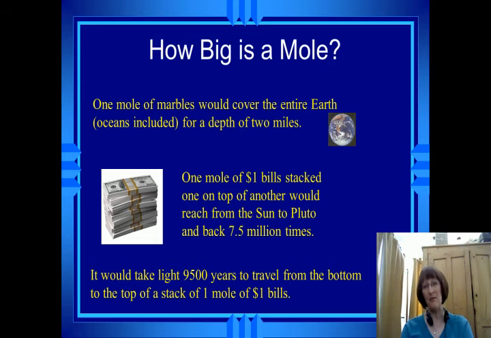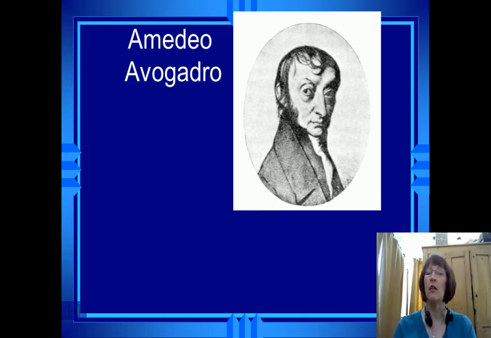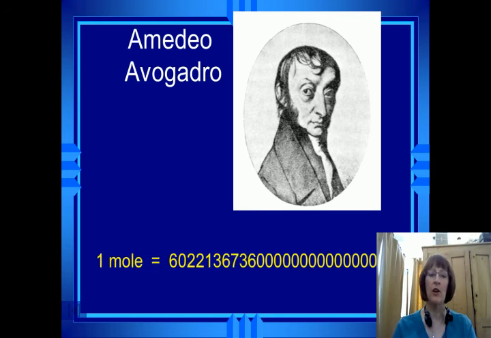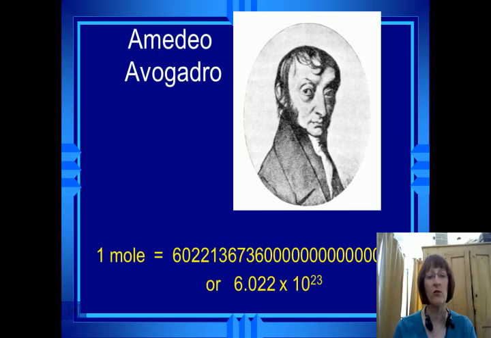And it has to be that big because atoms and molecules are so incredibly tiny that you've got to get huge numbers of them to actually be able to handle them in a lab reasonably. Oh, love marbles. Amadeo Avogadro. Avogadro's number, 1 mole of anything has 6.02 times 10 to the 23rd particles in it. And look at that, all those zeros. Or 6.02 times 10 to the 23rd.